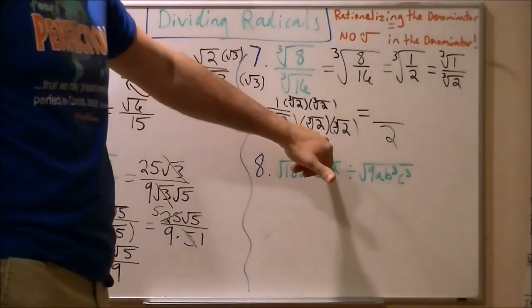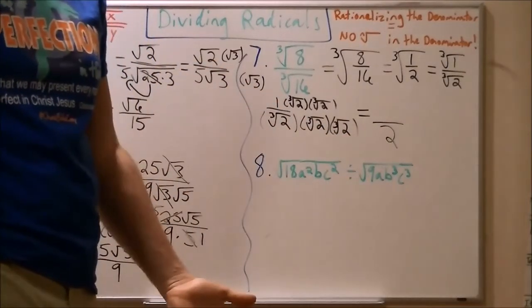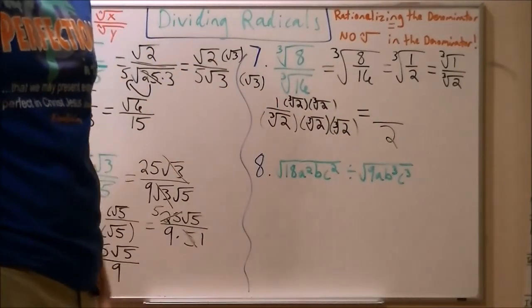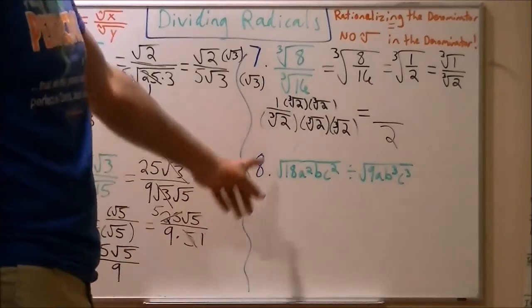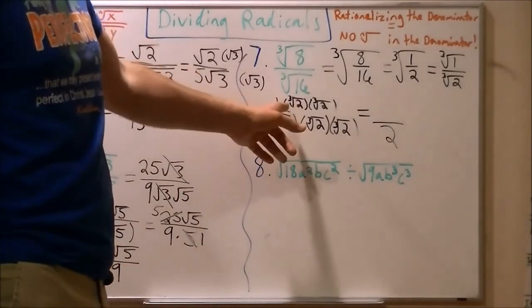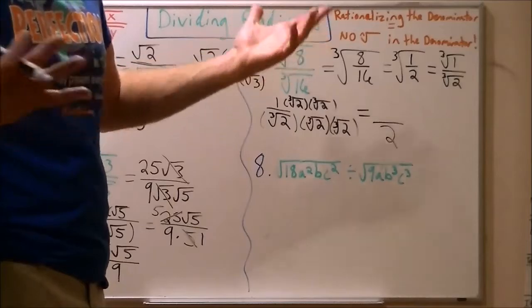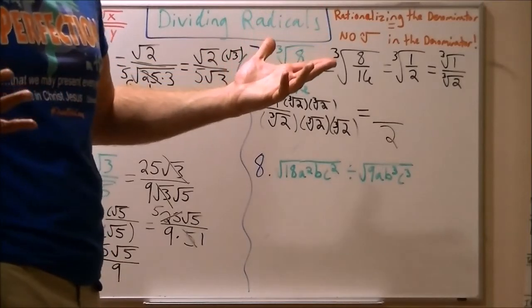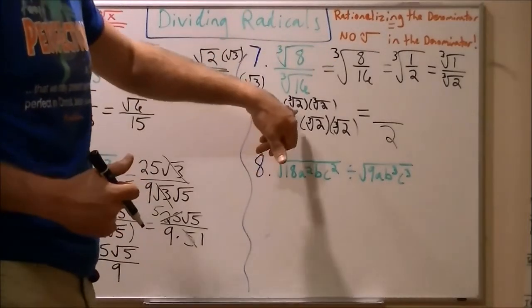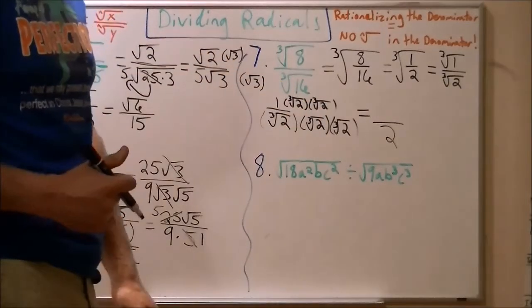2 times 2 is 4. 4 times 2 is 8. What's the cube root of 8? 2. So you see that's why the shortcut works. Now on top we have 1, which is, I mean it's real, but it's insignificant. So we're just going to look at these 2 numbers here.